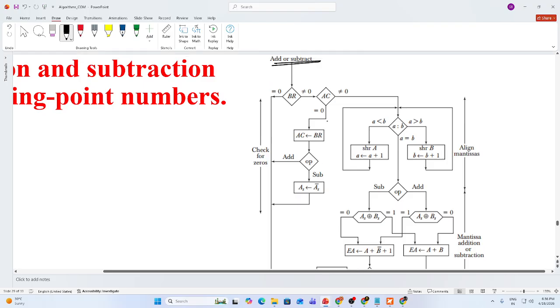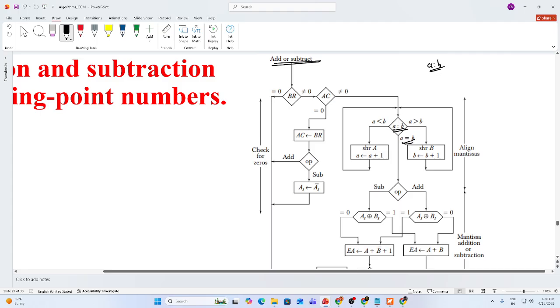Sorry for this disturbance. Okay, let me continue with this. The first step, we have checked for zeros, it's over. Now the next step is to align the mantissas. How to align the mantissas? I told you, I need to check the exponents. This step stands for comparing the exponents, A colon B, I am comparing the exponents. How do I compare? I have a comparator for that. The comparator will give 3 outputs. What are the 3 outputs?